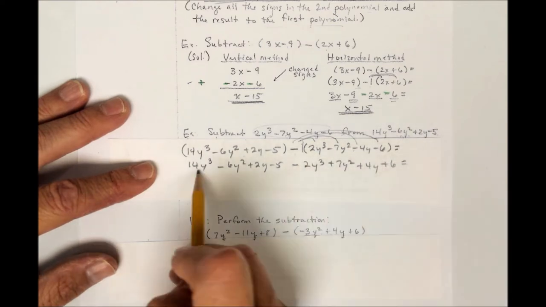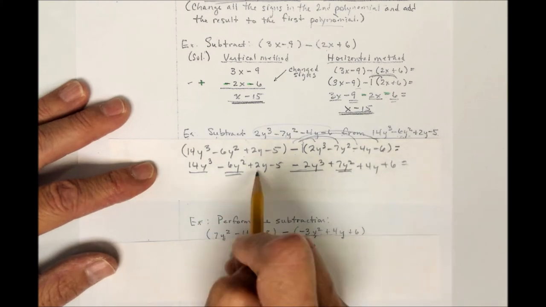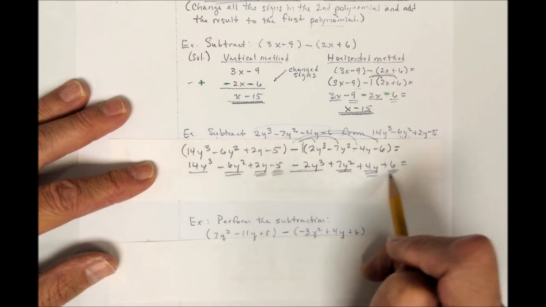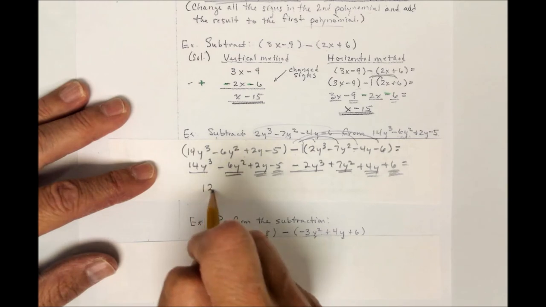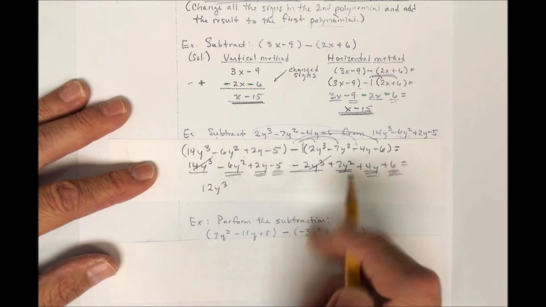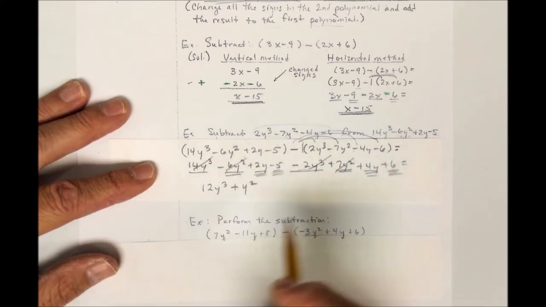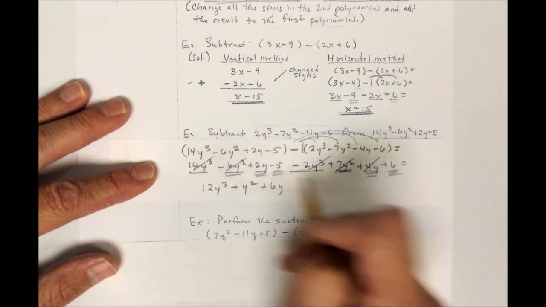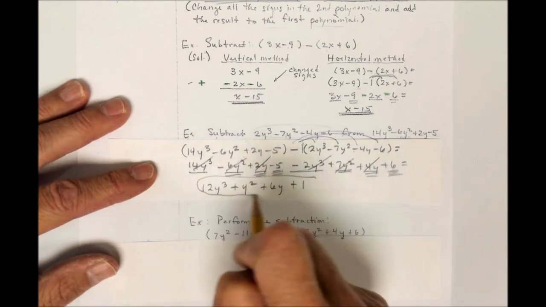And now it's just a matter of combining like terms. And I got a bunch of them. I have 4 sets of like terms. So 14y to the third and a minus 2y to the third is 12y to the third. A minus 6y squared and a plus 7y squared is a plus 1y squared, or just plus y squared. And I can put the 1 down, it's unnecessary. A plus 2y and a plus 4y is a plus 6y. And a minus 5 and a plus 6 is a plus 1. And again, descending order, descending degree.